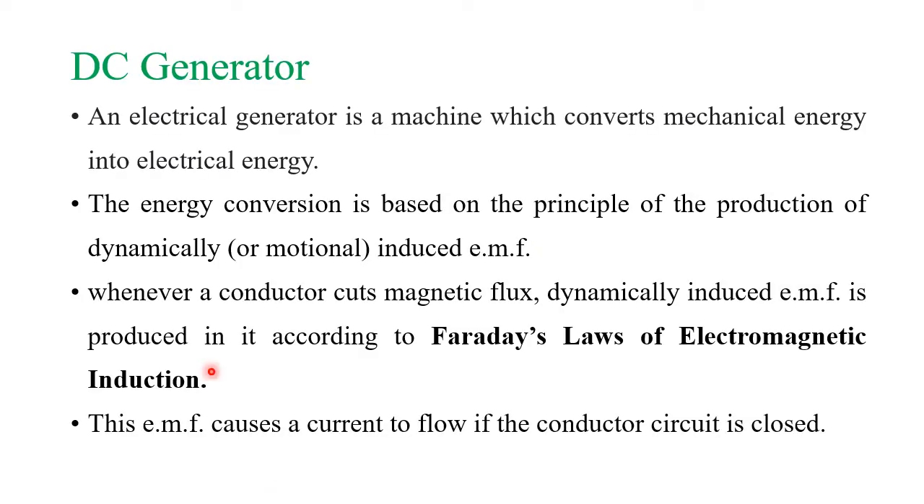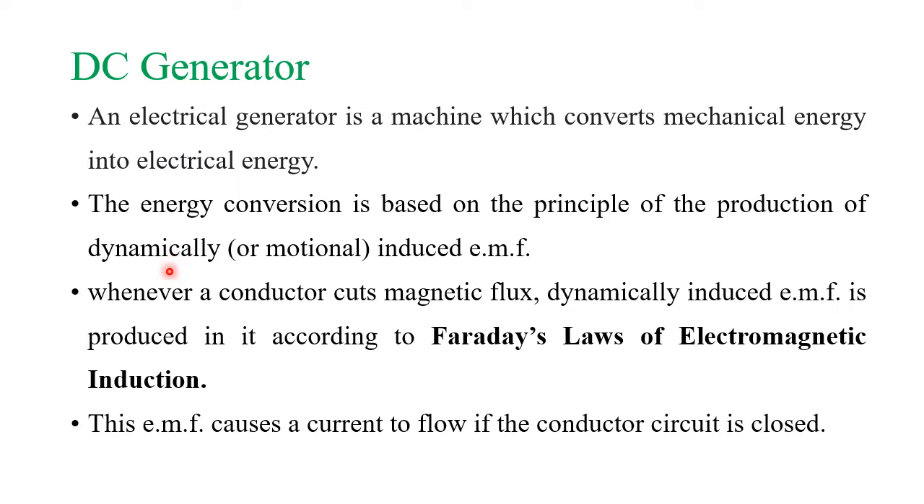Now let's discuss the DC generator. An electrical generator is a machine which converts mechanical energy into electrical energy. If it is a DC generator, then it converts mechanical energy into DC electrical energy. This energy conversion in a DC generator is based on the principle of production of dynamically induced EMF, according to Faraday's law of electromagnetic induction.